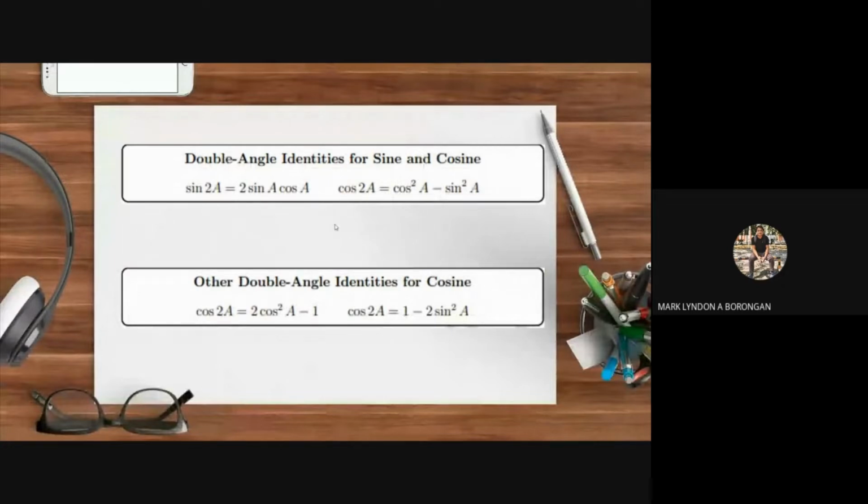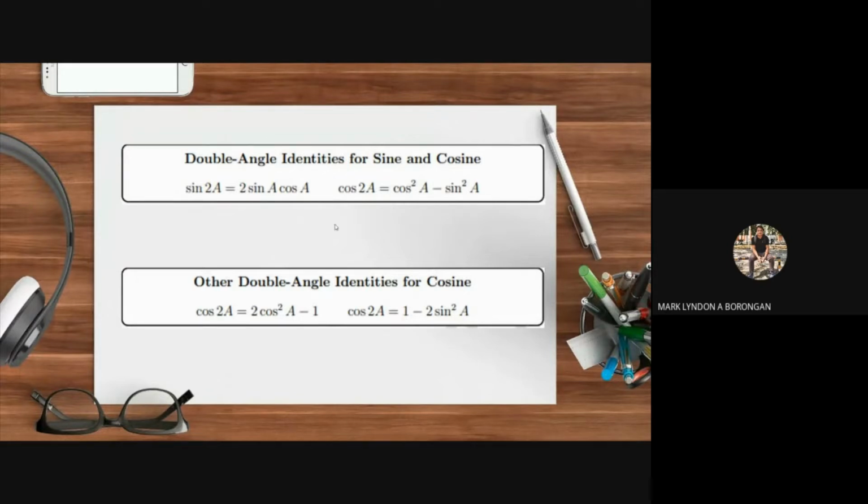For sine, you have sine of 2a is equal to 2 times the sine of a multiplied by the cosine of a. Next is cosine of 2a is equal to cosine squared of a minus sine squared of a. And we also have other double angle identities for cosine, which is cosine of 2a is equal to 2 times the cosine squared of a minus 1. And then cosine of 2a is equal to 1 minus 2 times the sine squared of a. So these are the identities mainly.